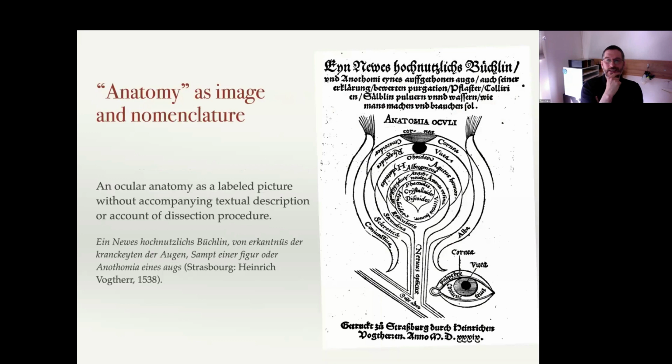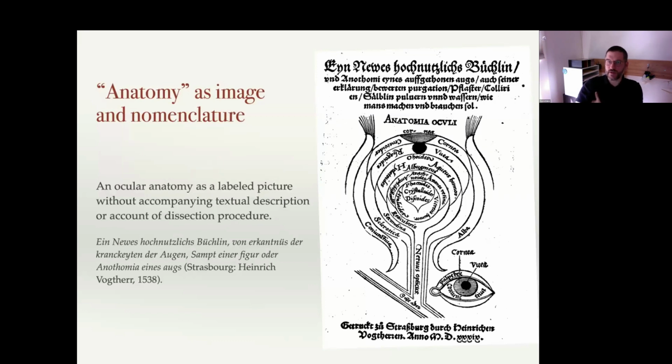Starting in general, though, what was anatomy? Is it necessarily empirical dissection? Is it autopsia? Well, no, not in the 16th century. Nancy Siraisi has pointed out a really important sense of anatomy as just an anatomy of texts. But as well, you get anatomy, especially with regard to the eye, as just an image with the names and a sense of what is contained in what is containing here. So here we have just a labeled image called an anatomy of the eye.